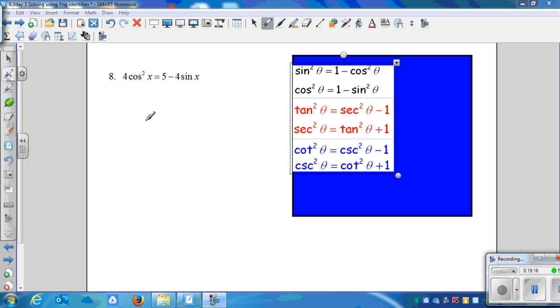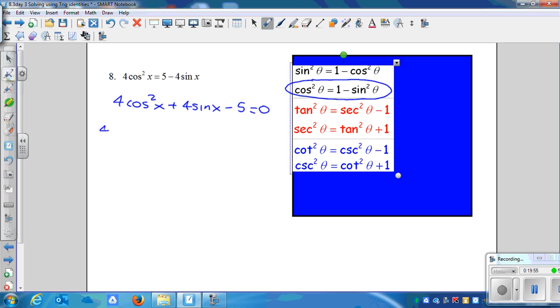All right, number 8. So we've got 4 cosine squared x equals 5 minus 4 sine x. What I'm going to do here is start by setting this equal to 0, and then I may use substitution for this cosine squared x. So we have 4 cosine squared x. I'm going to add the 4 sine x to the left side and the right side, and I'm going to subtract the 5. I did that last because I'd like to see my constant as the last term on the left side. Now cosine squared x is replaceable with 1 minus sine squared x. So that's what I'm going to use.